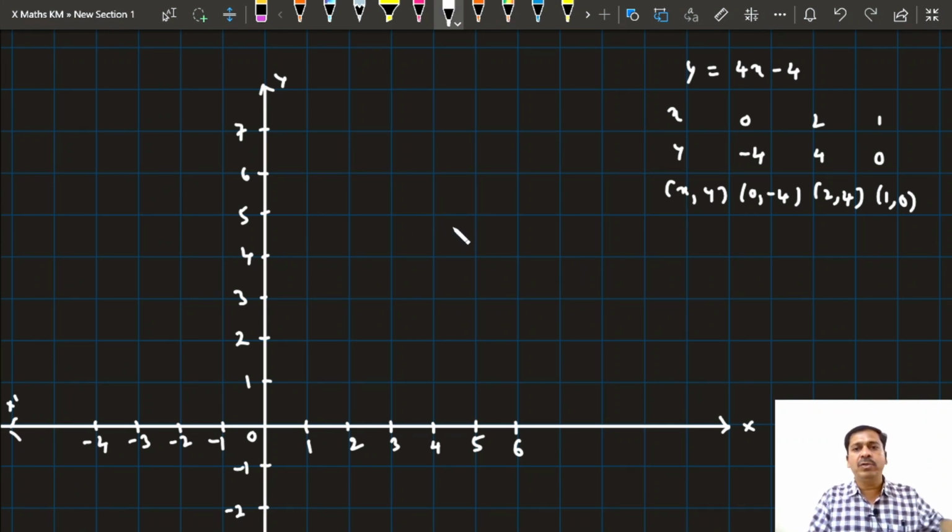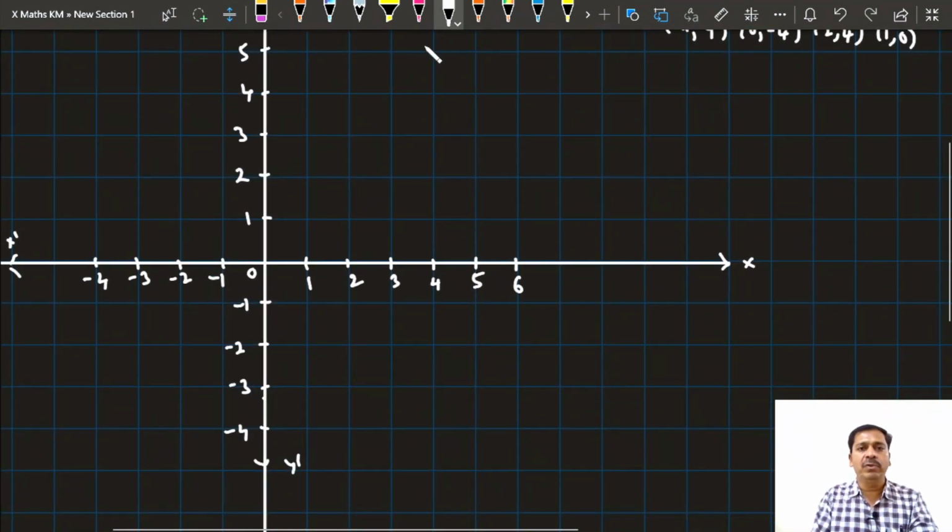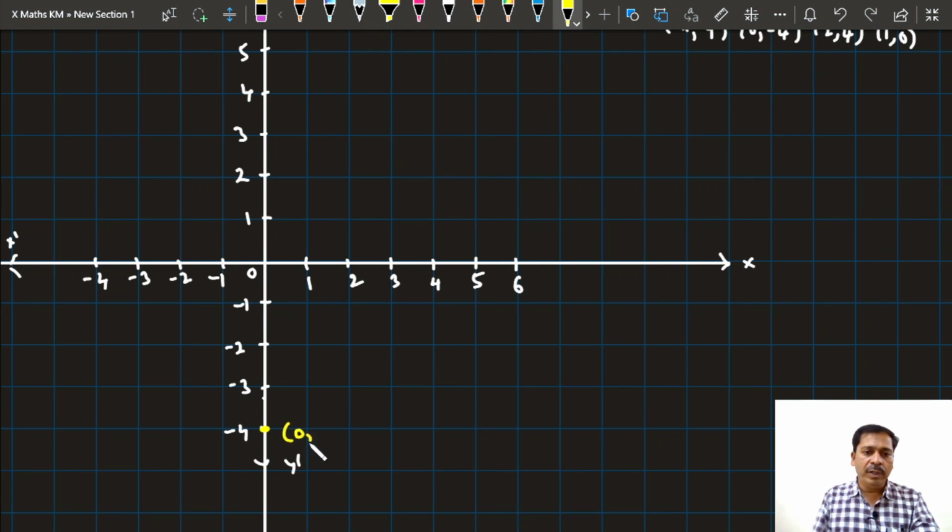So the first point is 0 comma minus 4. Where does it come here? 0 minus 4. You see, this is the point representing 0 minus 4. X is equal to 0 means it should lie on the y-axis. Minus 4 means you have to come down. This is the first point here.